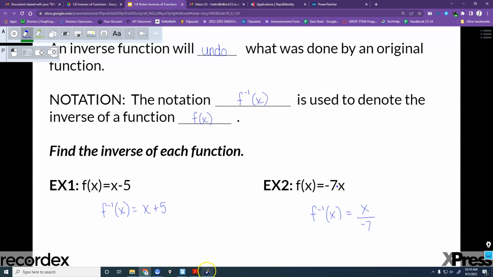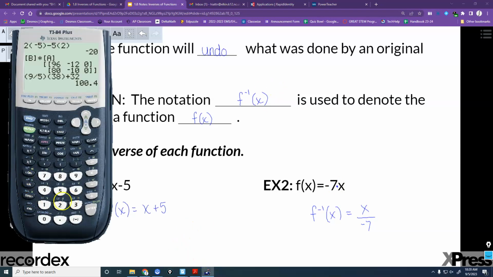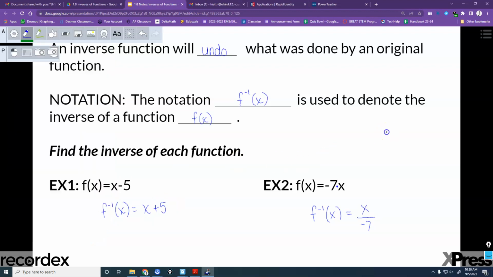If I take 15 and multiply it by -7, it gives me -105. If I take that number and divide it by -7, it gives me back what I started with. So it undoes what was done. We're going to look at several different things about inverses.